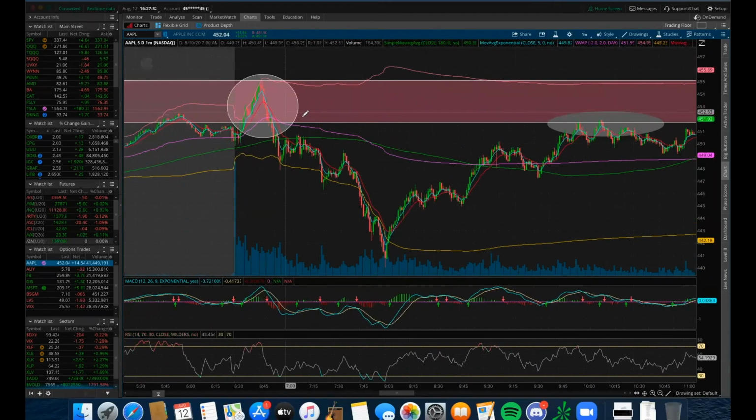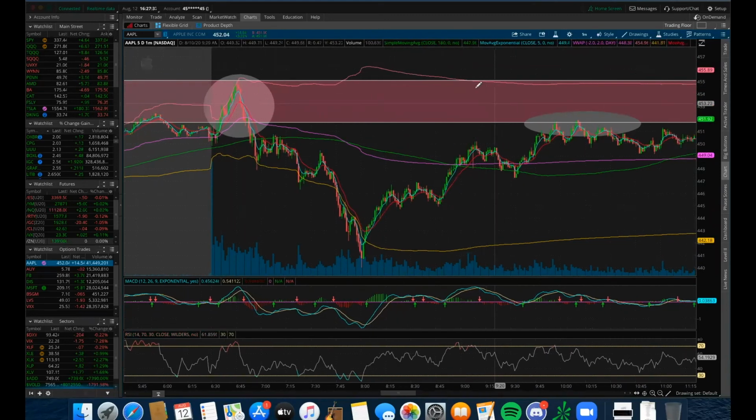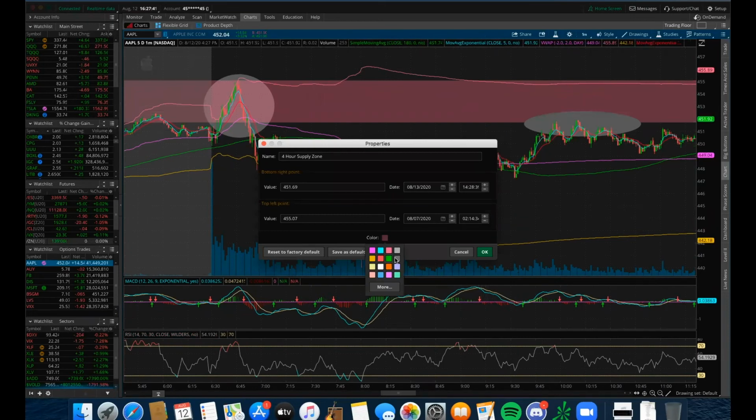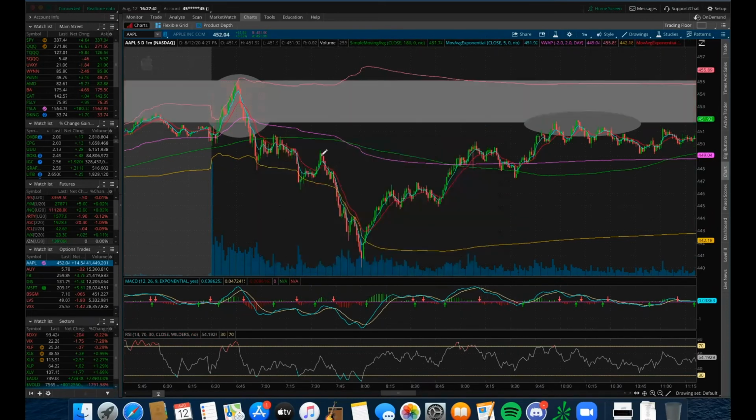And I want to note too, the more time that a stock spends in a zone, the more it becomes invalidated. And I'll usually just go in and make it gray and hang on to them for the future. That lets me know that that was a zone that was in use. That's awesome. So you're saying this is only valid for intraday, right? Only for intraday, yeah.